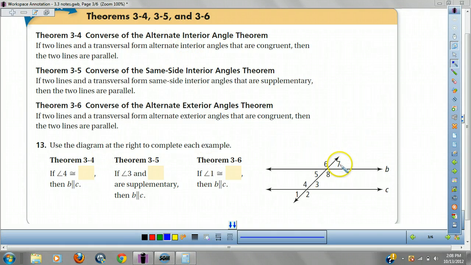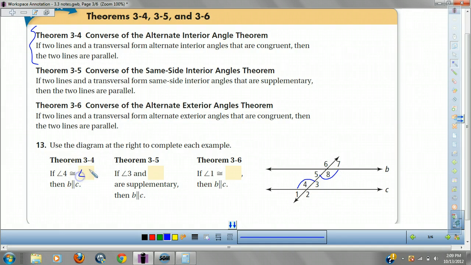Let's look at this diagram to the right because it tells us to. Theorem 3-4, converse of alternate interior angle theorem says that if alternate interior angles are congruent, then lines are parallel. So we're looking at 4. Now, which one's alternate interior to 4? Well, we have to jump over that line, stay on the inside, and we get angle 8.